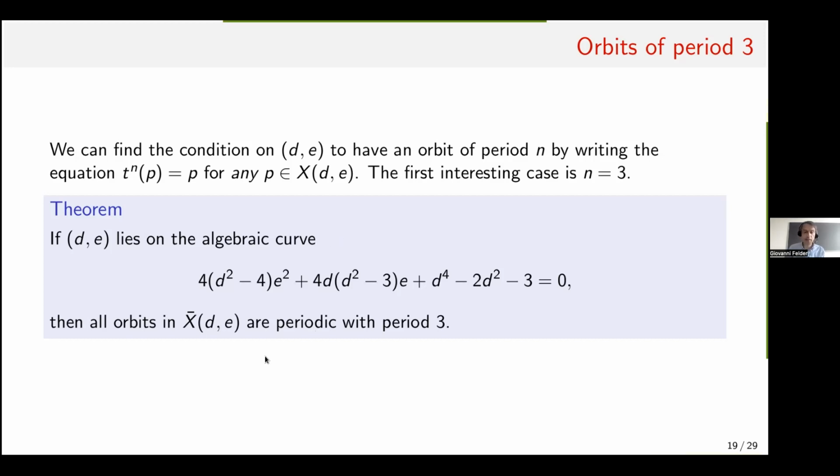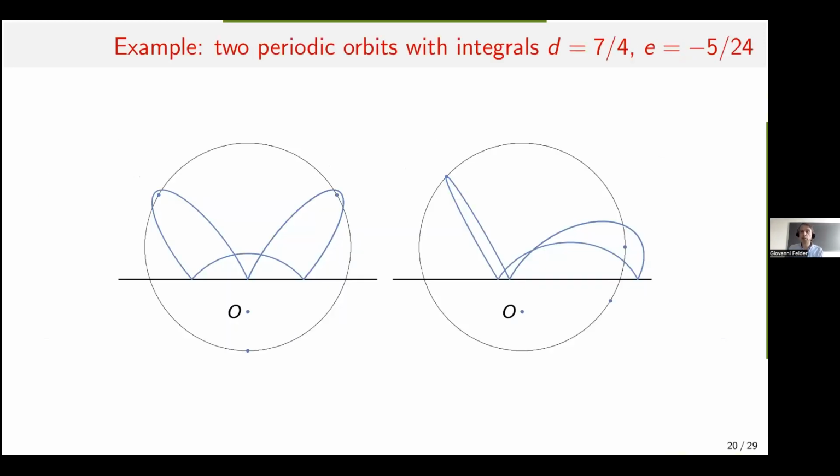And I'm sure you already found a solution of this equation. If not, it is this. D equal to 7/4 and E equal to -5/24 would be a case where you have a negative energy solution. So by the way, this works for complex energies and so on.